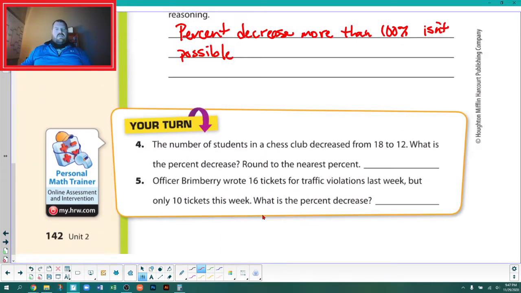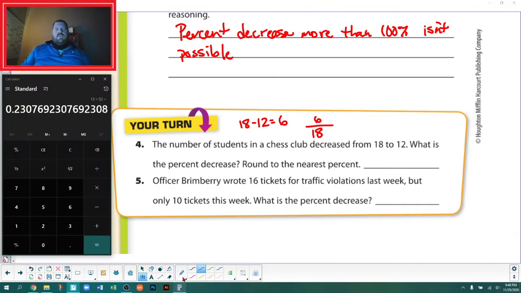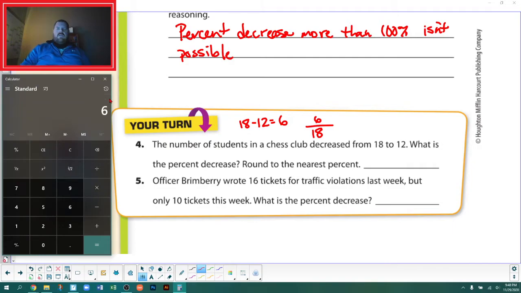Let's look at these your turn problems. The number of students in a chess club decreased from 18 to 12. What is the percent decrease? So we want to take our bigger minus smaller. 18 minus 12 is 6. And then we want to take our 6 and divide that by our original amount. The original amount in this one was 18. So we go 6 divided by not 41, but 18. And it looks like about 33%.